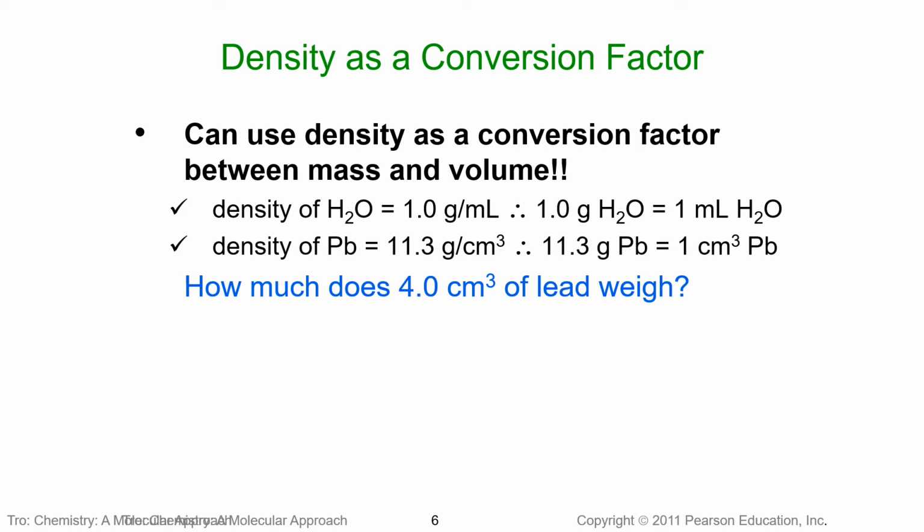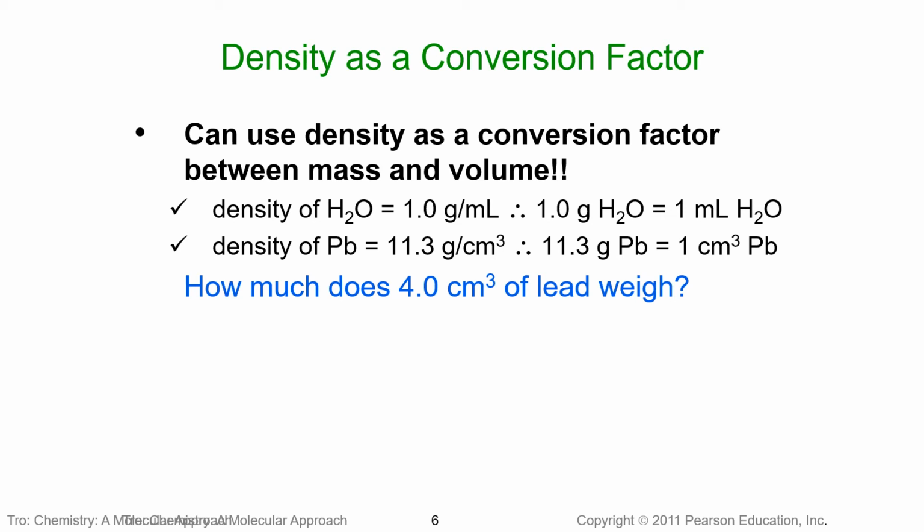Now there's some things that are conversion factors in themselves. Density relates mass to volume, and so we can use it as a conversion factor to convert between mass and volume. Water has a density that is approximately 1 milliliter equal to 1 gram, so about 1 gram per milliliter. Lead is significantly more dense, so that means it's 11.3 grams for 1 cubic centimeter of lead.